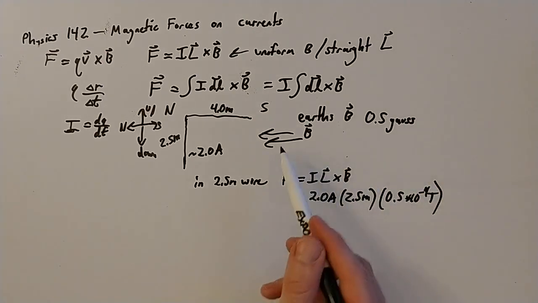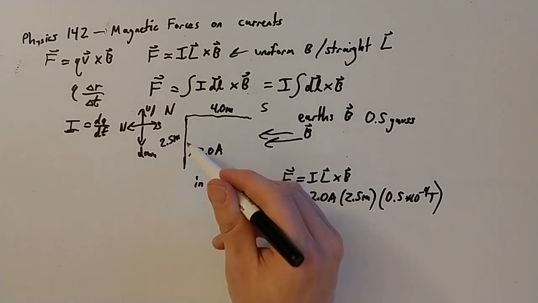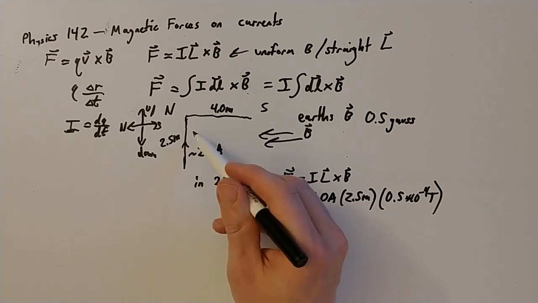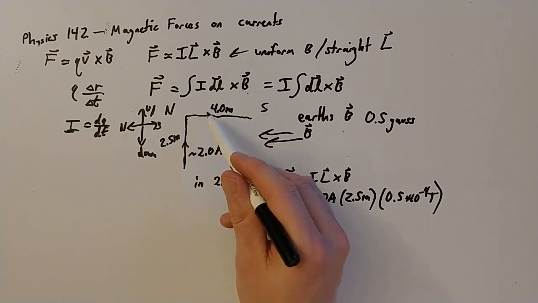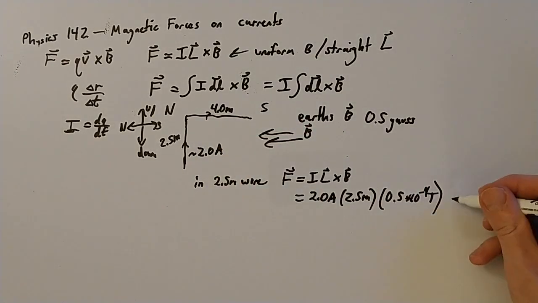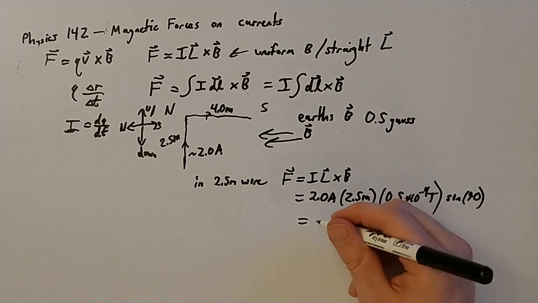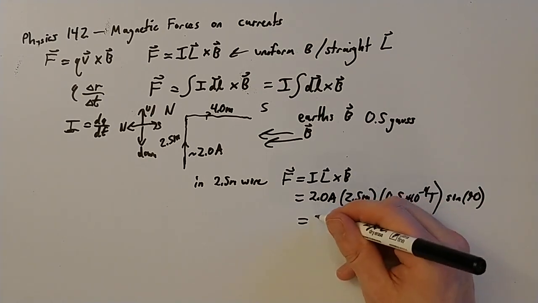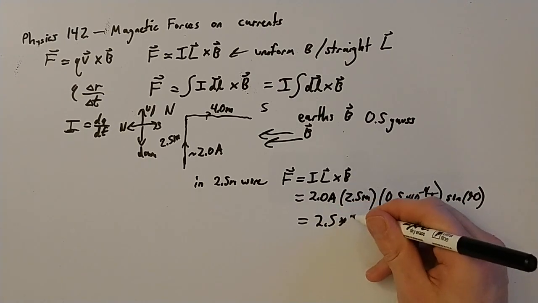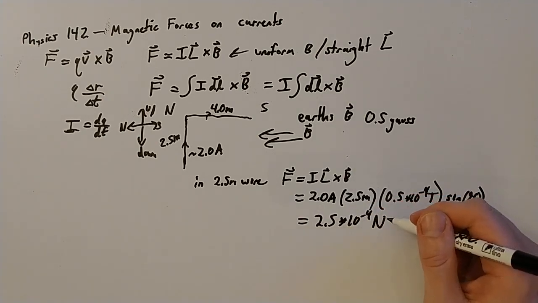And what's the angle between them? Well, if B is pointing from south to north, and my current flows up here, like that, there's my current flowing like this in my wire, then that's going to be a 90-degree angle, so sine of 90 degrees. And so we can calculate all those together, and when we do that, I got 2.5 times 10 to the minus 4 newtons.